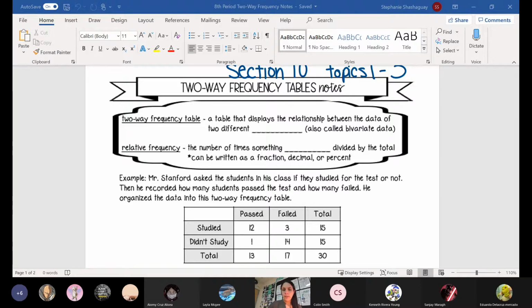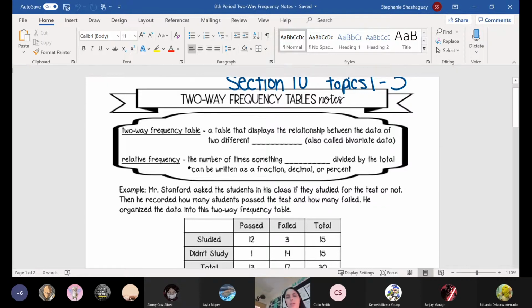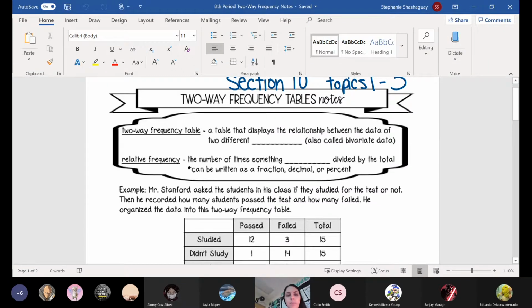If you have any questions, you're going to have to unmute and ask me because I only have one computer screen. And when I'm sharing my screen, I can't see if you guys are writing a comment.